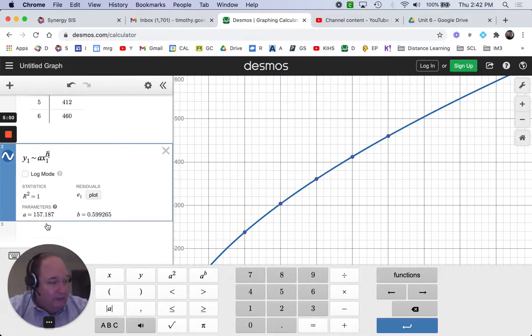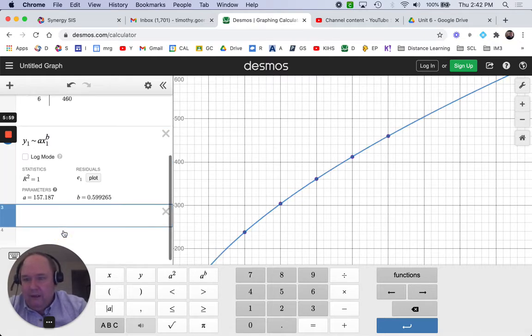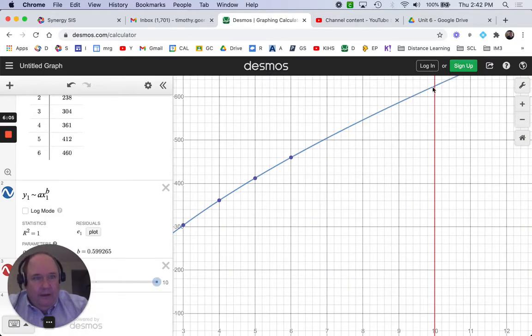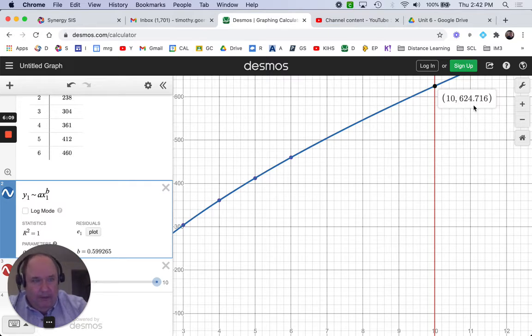Now the question is, find the sales of the company in the 10th year. Well, the year is x. So if x is 10, what's the answer? So I'm going to go to x equals 10. And then right here, what's the sales going to be in year 10? And you have the answer. So 620, we'll round it to 625. And that's in thousands of dollars.